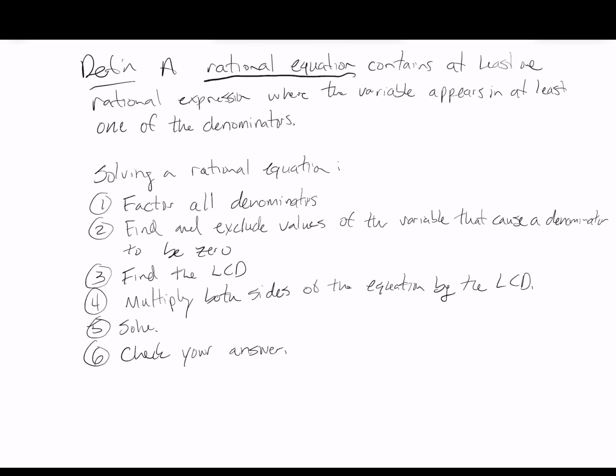The first thing you do is to factor all of the denominators. Then you find and exclude all values of the variable that would cause a denominator to be 0, and thus causing division by 0. Then you need to find the LCD of the various terms in the equation. Then you multiply both sides of the equation by that LCD that you found. Then you should be able to clear all of the denominators out and solve the remaining equation. And then finally, as always, check your answer. Let's do some more examples with rational equations.